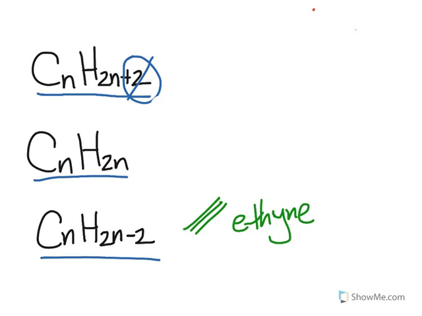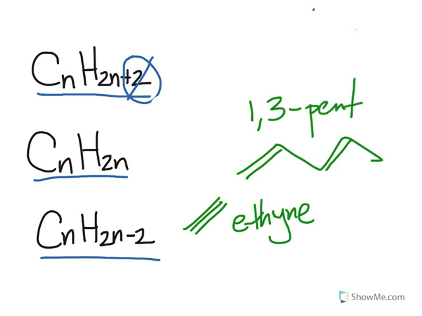You could have 2 double bonds somewhere in a chain, and that would be 1,3-pentadiene. You can have a cyclic structure like this with a double bond right there. That is cyclopentene.